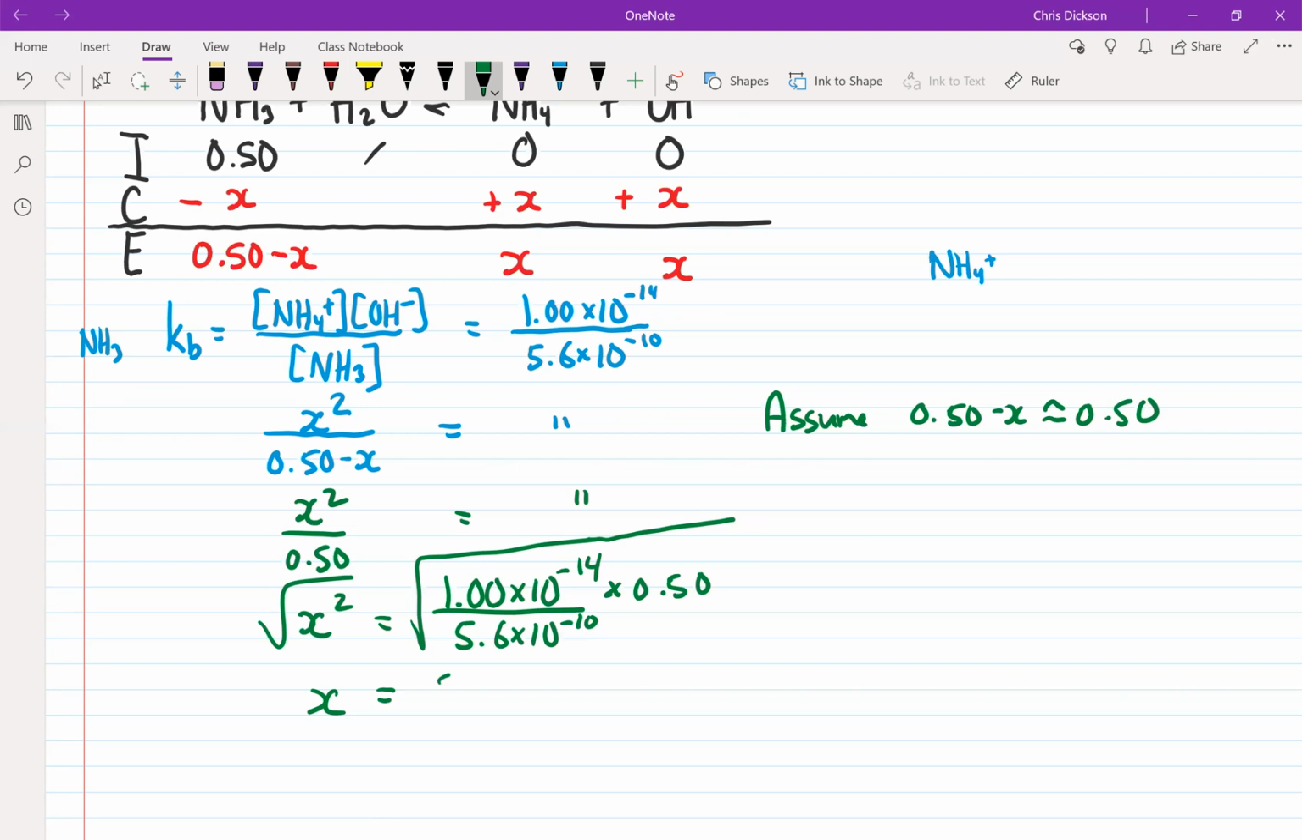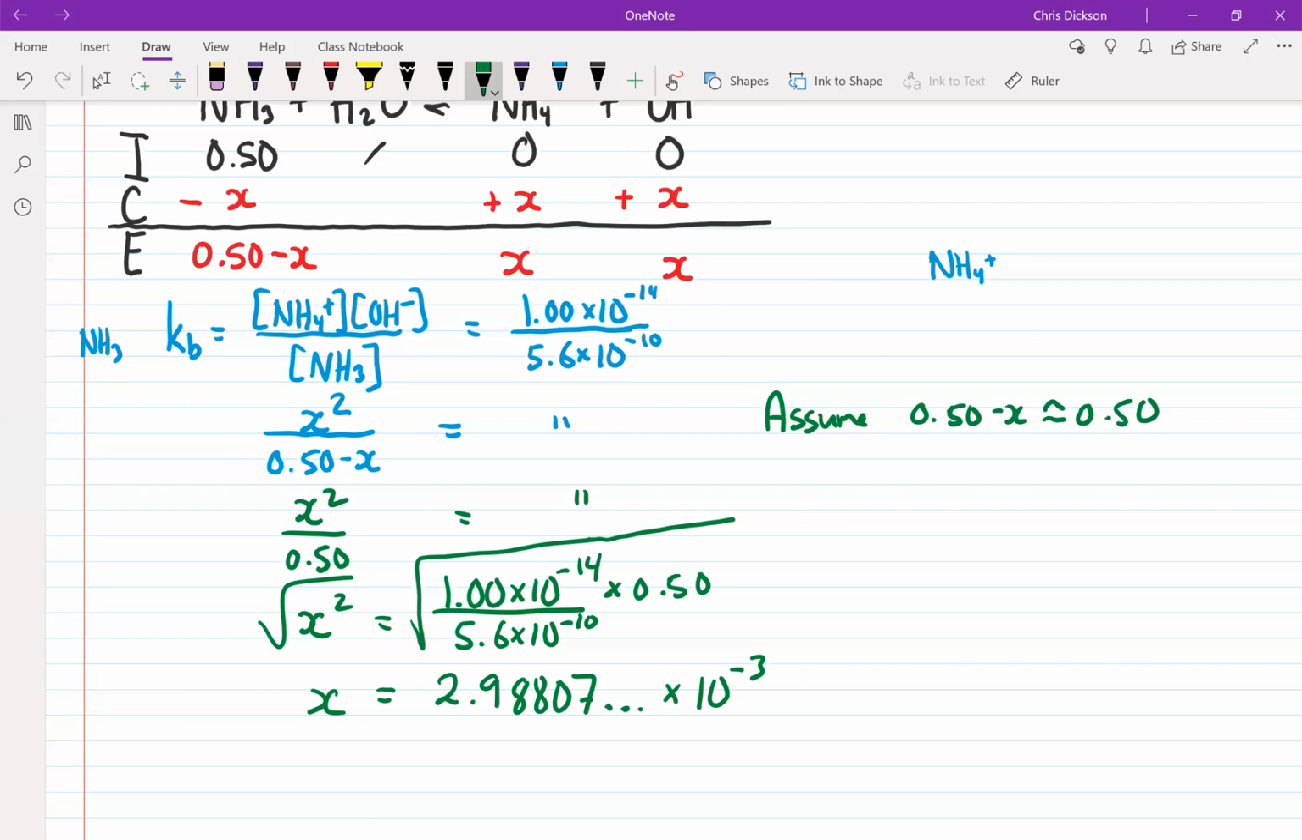And I get 2.9887, bunch of other numbers. I'm not rounding yet, times 10 to the minus 3. Okay, so I'm just going to double check that again. So let's plug that number in. Let's square that number and divide it by 0.5. And then I'm going to times it by 5.6 exponent minus 10. There we go. Looks nice.